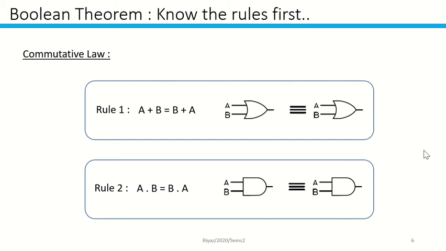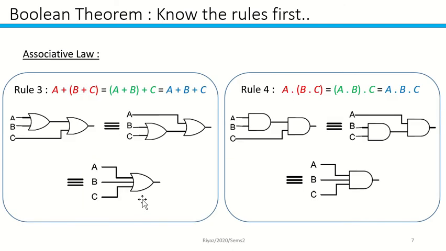We need to know the rules. There are 18 rules. We start with the most common ones, the first rule and second rule under the commutative law. A plus B is equal to B plus A, so A OR B is equal to B OR A. And rule number 2 is A dot B, A AND B, equals B AND A.